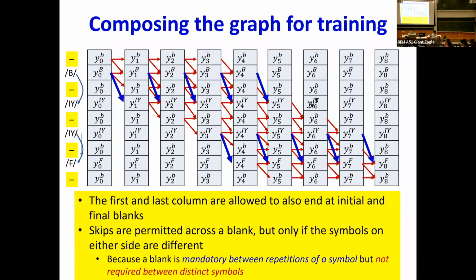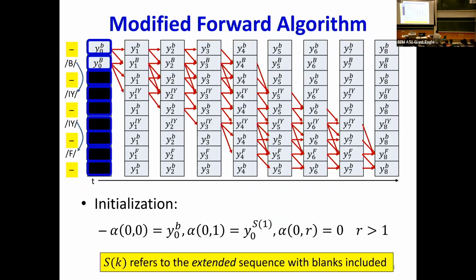If you look at the graph, from any blank you have a horizontal connection to the blank or a diagonal connection to the next symbol. From any valid symbol, you have a horizontal connection to the blank following. And if the next symbol is not the same symbol, you have a skip connection. That's it. The rest of it is straightforward.